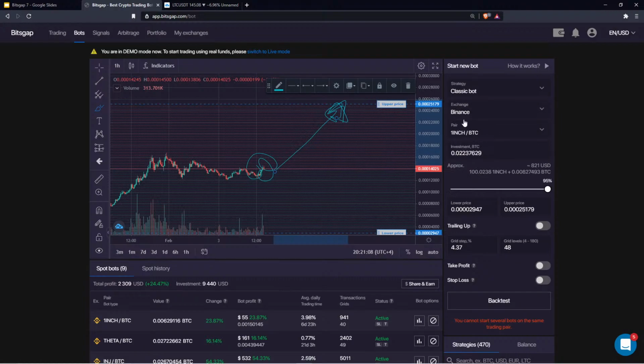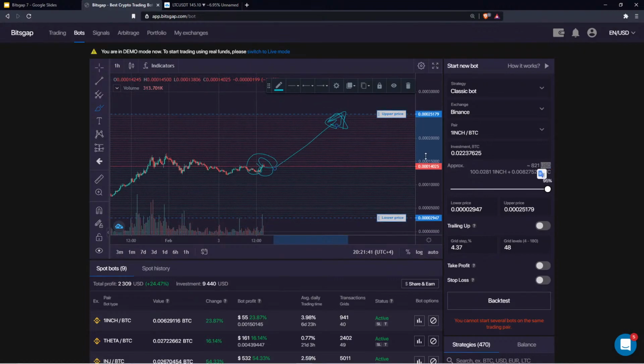Now it is time for you to decide what investment you want to allocate to this strategy. Here you set the total investment, all right? And notice that here you have this simple tool where by dragging the line to the left side or to the right side, you increase or decrease the investment. Okay, so you see this is exactly 821 US dollars, and the exact distribution is 100 INCH coins and this amount of bitcoins.